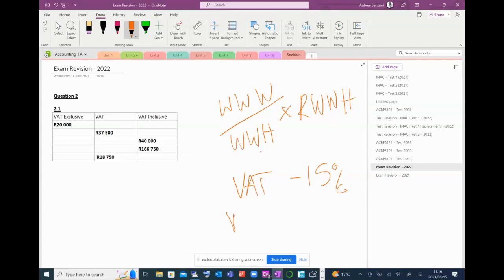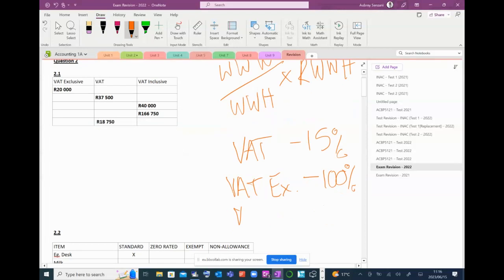Then there's the VAT exclusive, and that is always 100%. And then we have the VAT inclusive, which is 115%.